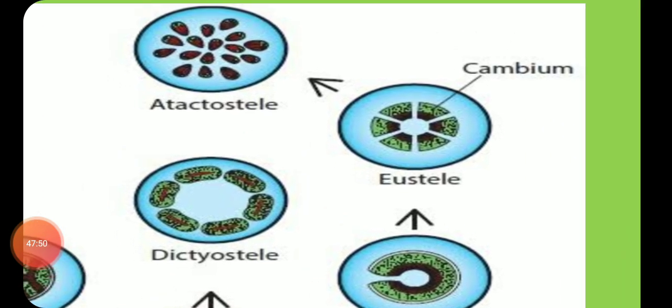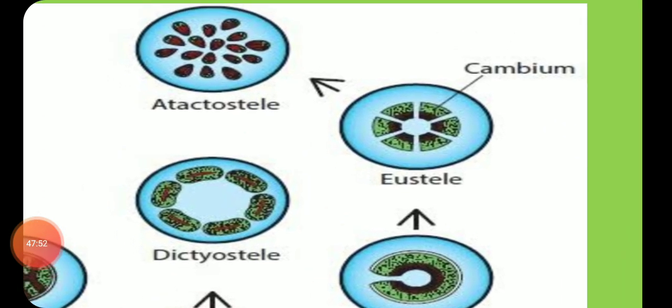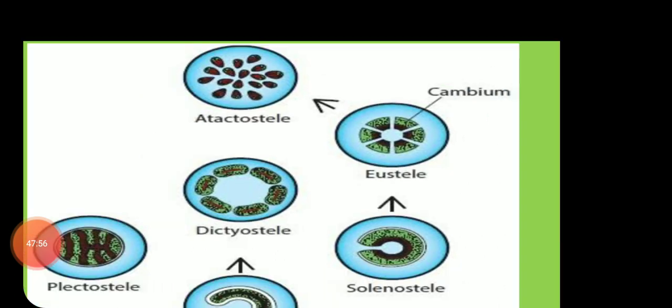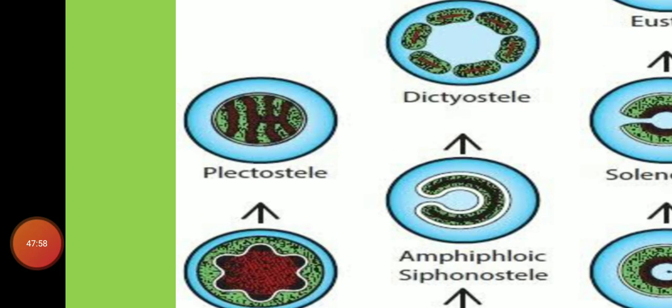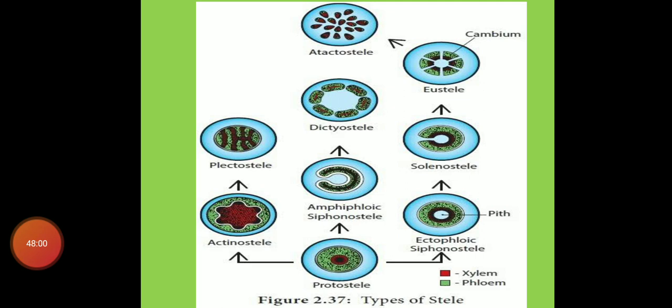And polycyclic stele. In polycyclic stele, vascular tissues are present in the form of two or more concentric cylinders, like a circular structure. This is the polycyclic stele. Example, Pteridium. In the Pteridium plant, you can observe the polycyclic stele.